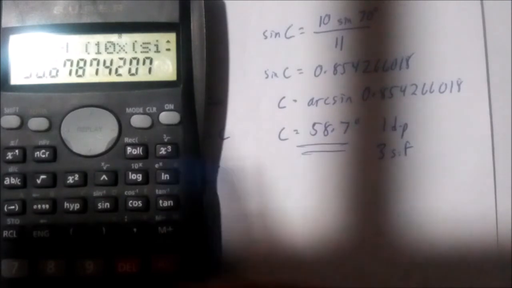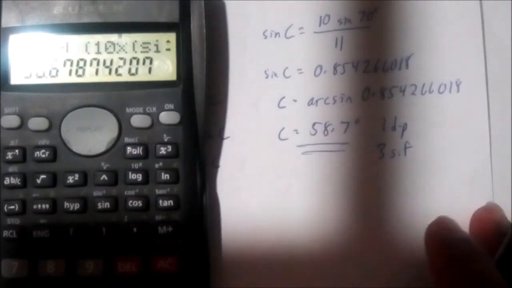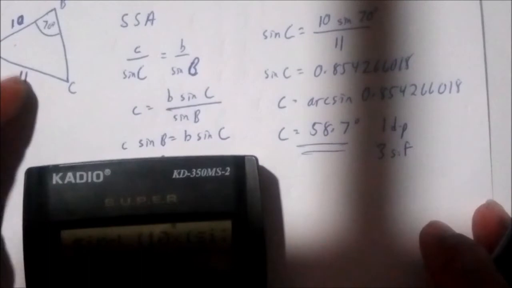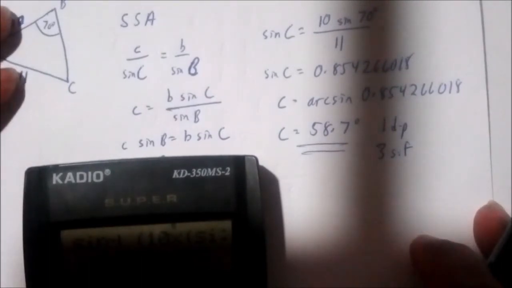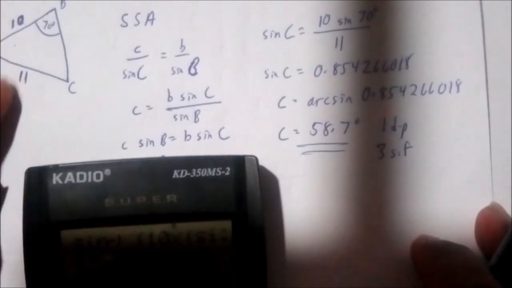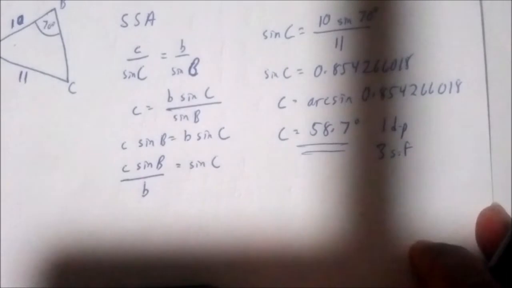Okay, so that is how you work with sin. This is finding the angle given two sides and one angle which is opposite to one of its sides. That is the application of the sine rule.